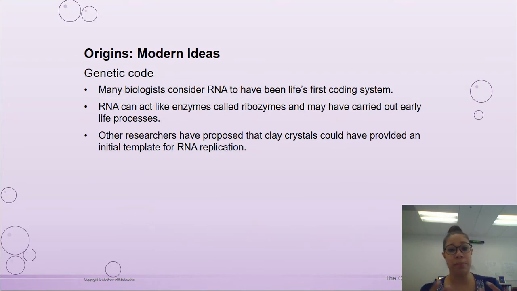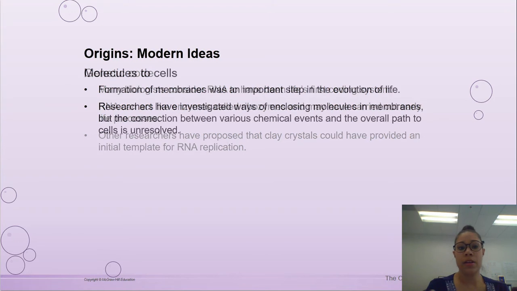So after we've had the amino acids coming together, we have to find ways to code for things. So you know that we have the DNA that codes for things and the RNA that's carrying the message. Well, the DNA is way more complex than the RNA. So the idea was that the RNA was the first coding system and DNA came later.